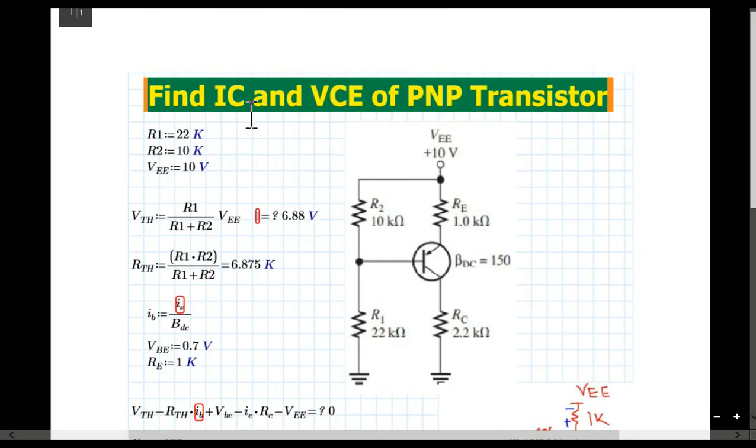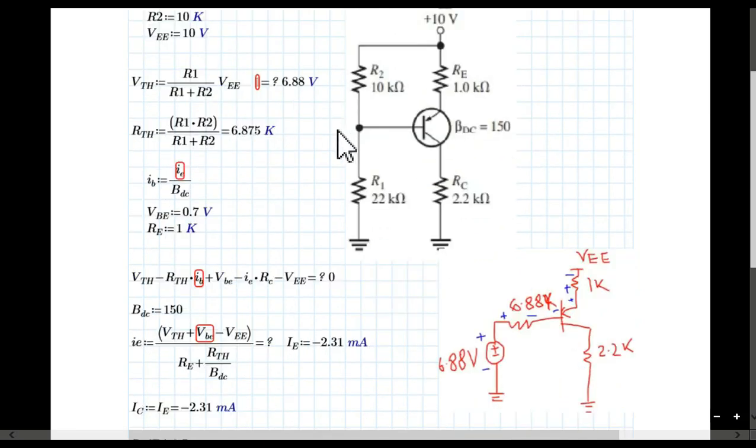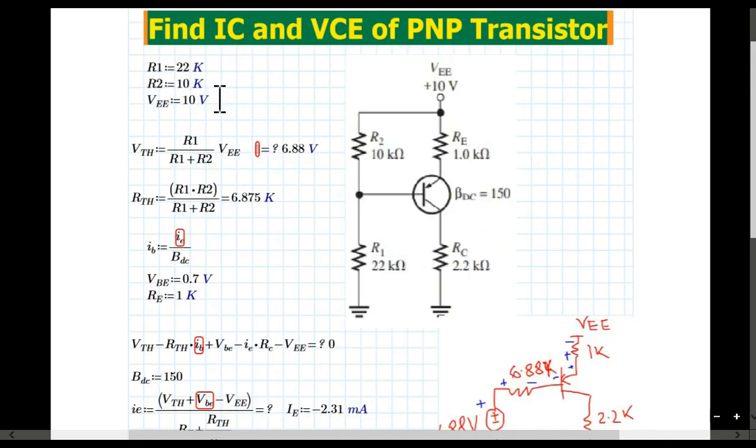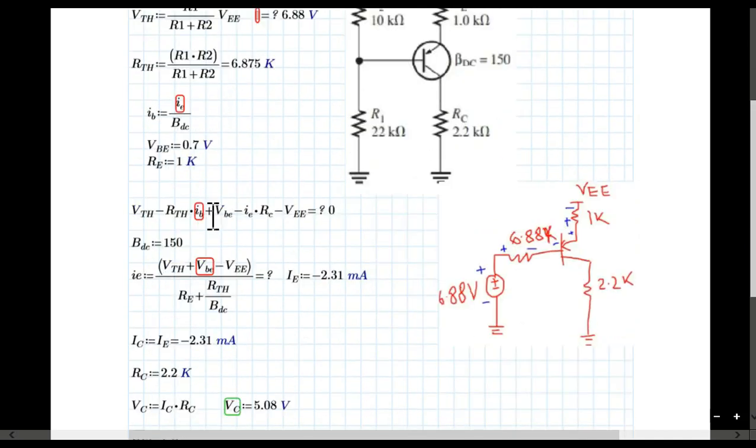What do you need to find out? The value of IC and VCE. In order to find the value of IC, since IC equals IE, you need to first find out the value of IE. So how will you find the value of IE? It's very simple. You need to apply the KVL on this loop.